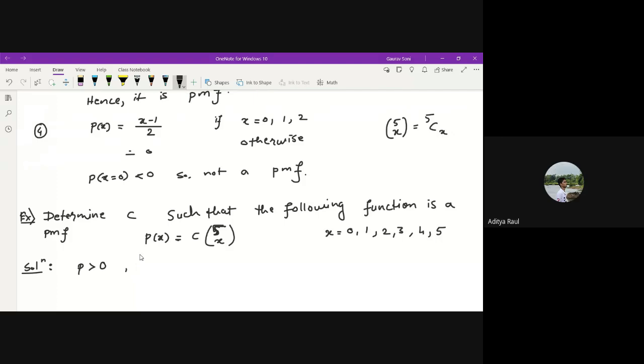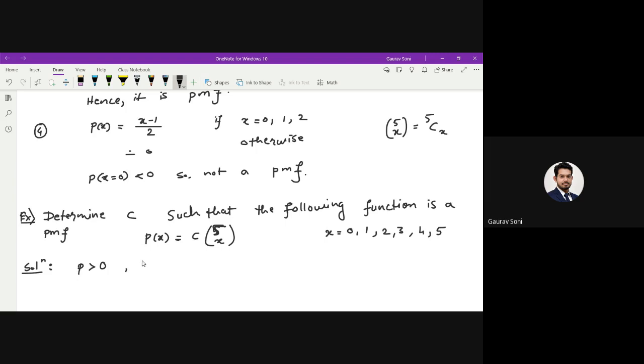Sir, I'm calculating. Yes, please calculate. Sir, I got it. So 1 by 5 for the first one. Sorry, 1 by 31, sir. 1 by 0, which is not defined. Wait, Hasnan, wait. You'll get it.